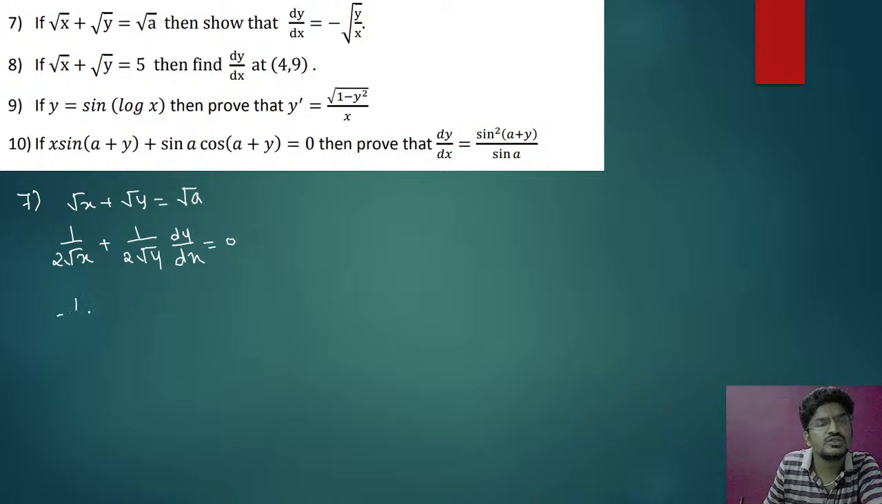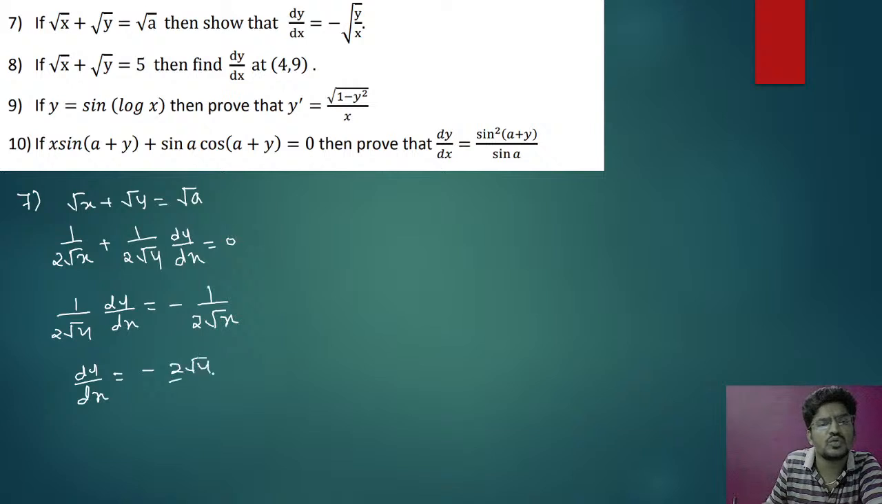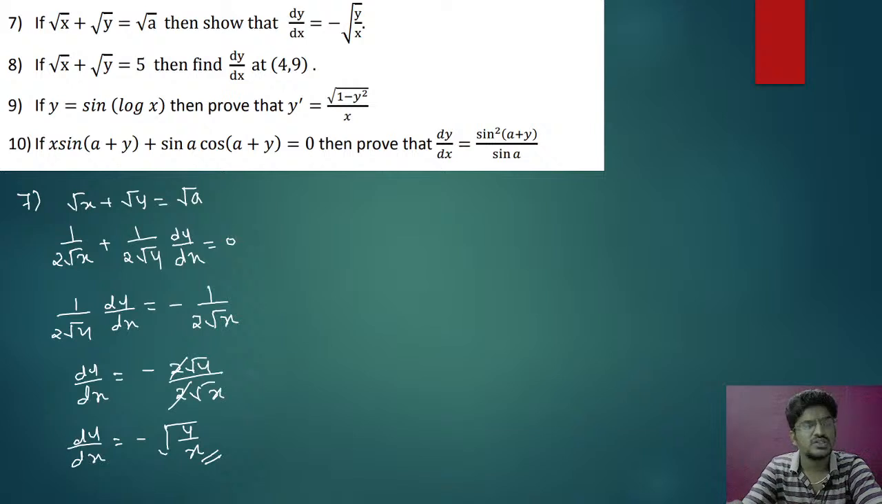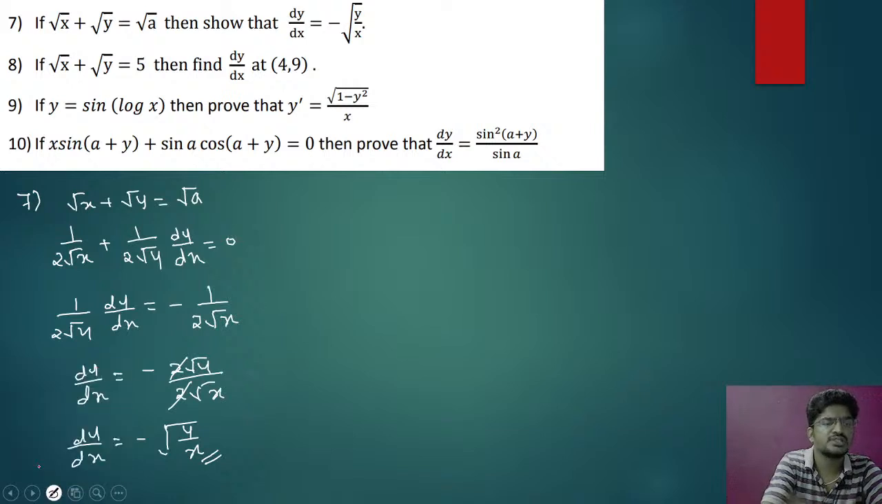So 1 by 2 root y into dy by dx will be equal to minus 1 by 2 root x. From this you can write dy by dx will be equal to minus 2 root y divided by 2 root x. Cancel 2 and 2. So dy by dx will be equal to minus of root y by x. This is your 7th problem, and the 8th problem is similar to your 7th problem.